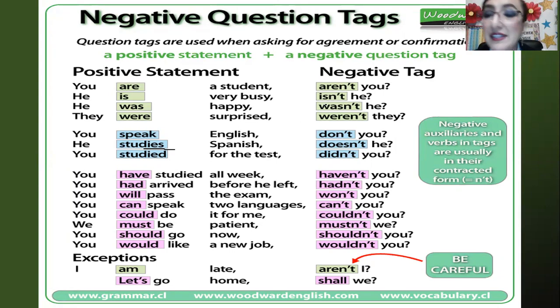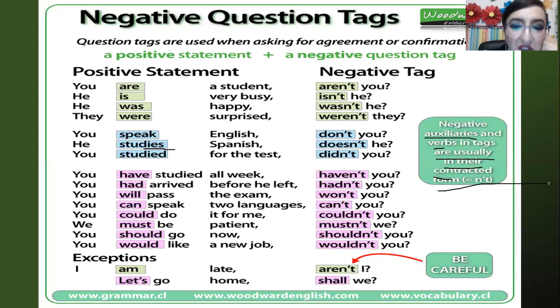And let me tell you that in negative auxiliaries and verbs in tags are usually in contracted form. We are going to be using contractions in your tag questions or in your question tags, okay? The contractions. For example, you have studied all week. Haven't you? Oh, you had arrived before he left. Haven't you? The same line, the same tense, the same auxiliary.